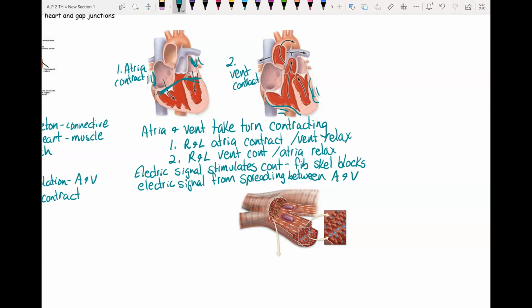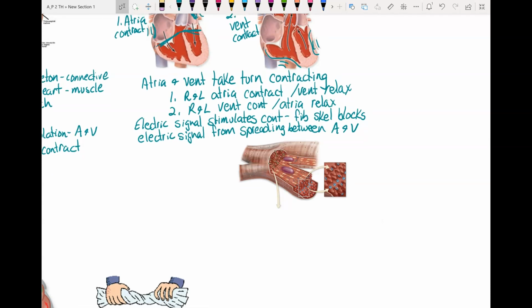Now, with this electric signal, though, you do want it to spread between right and left sides. Notice step 1, the right and left atria both contract. You want them to be synchronized with each other. The same when it comes to the two ventricles. The right and left ventricles both contract at the same time. So our other feature here is gap junctions.